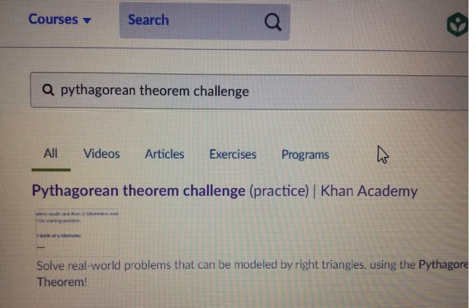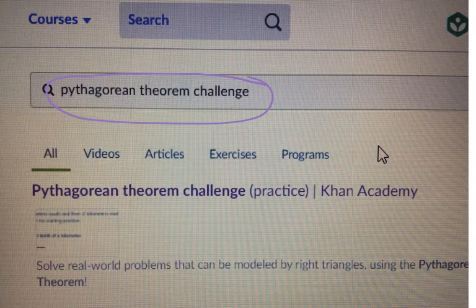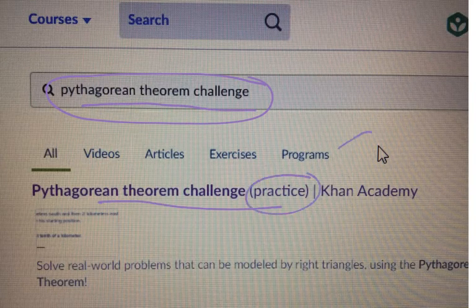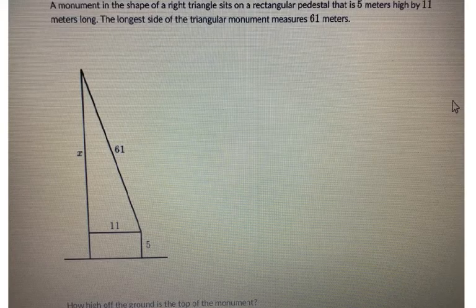But again, I hope you go ahead and search it, assuming you can't find it in your list of assignments that I gave you. And if you just type in Pythagorean Theorem Challenge, it'll pop up. We're going to go ahead and click this one because that's the practice one, right? And so here's our first problem.